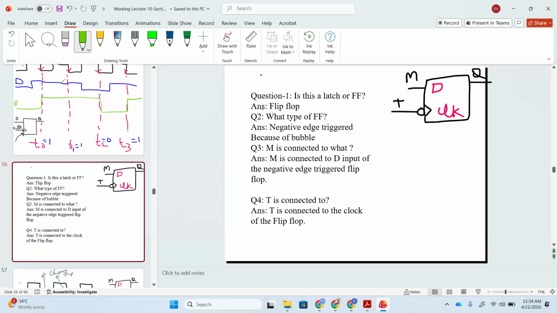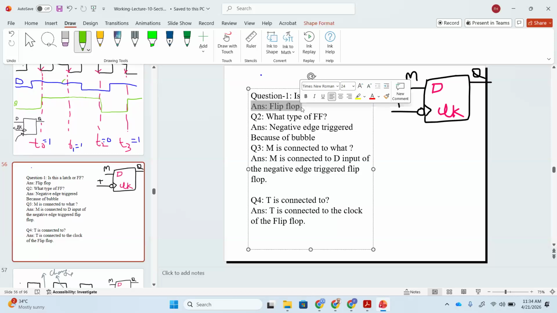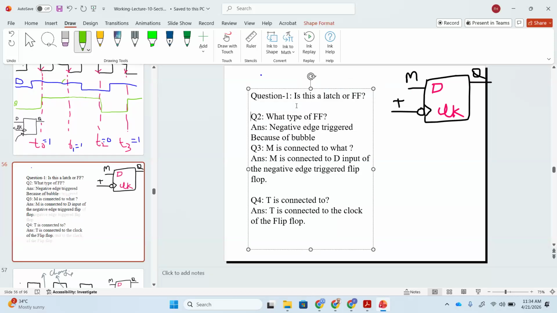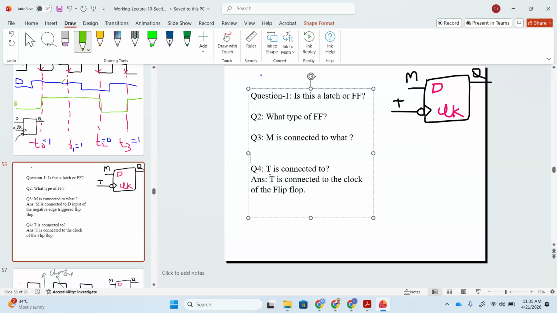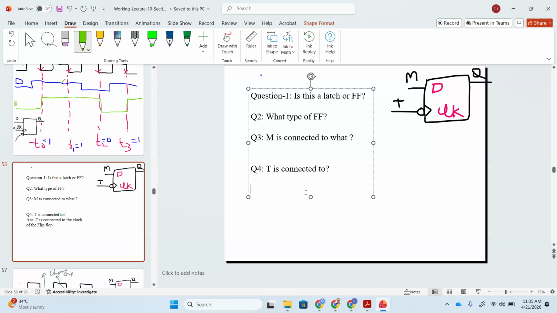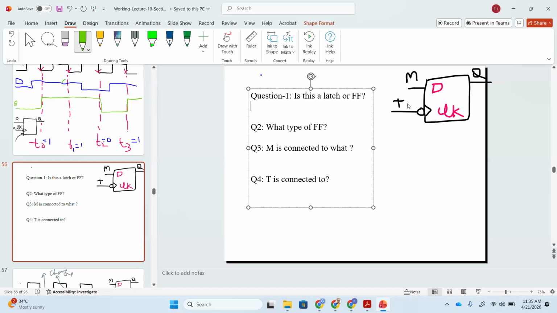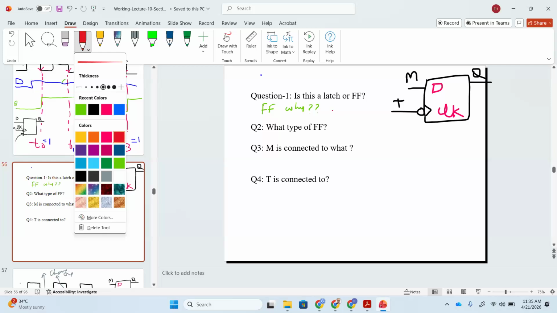Okay. Now let's assume we have some questions, which may be like questions in the exam. We have four questions now. Question number 1: is this a latch or a flip-flop? Flip-flop. Yes, flip-flop. Why? It has a triangle symbol. Yes, it is a triangle symbol.